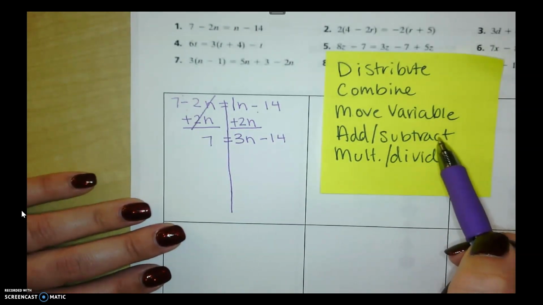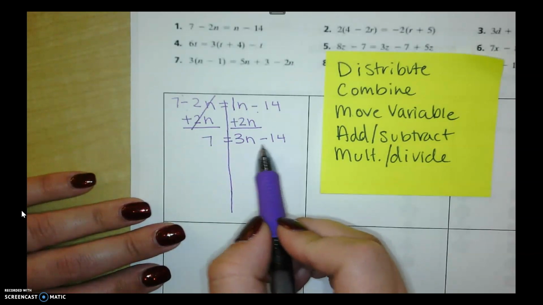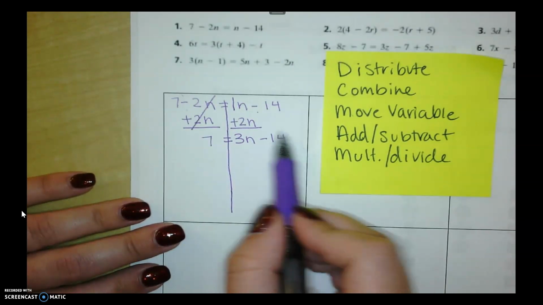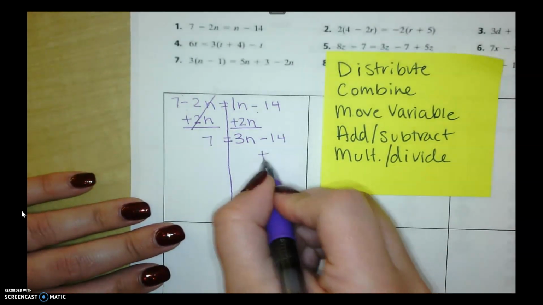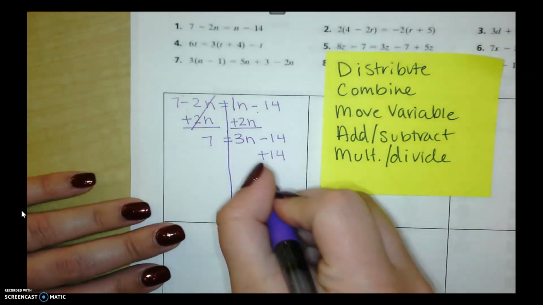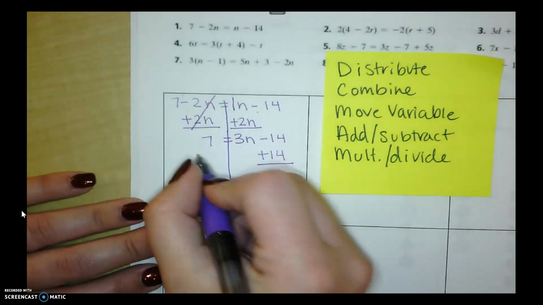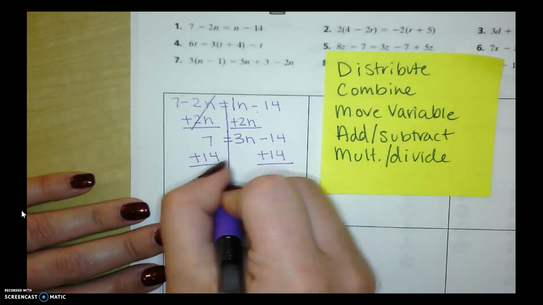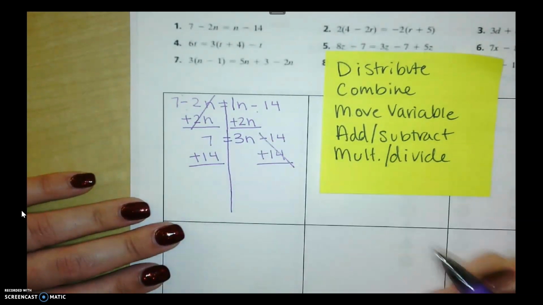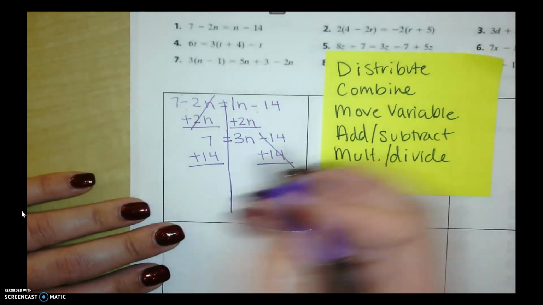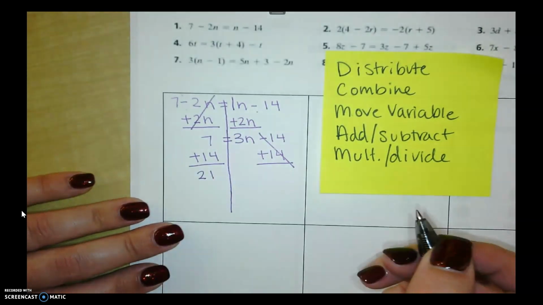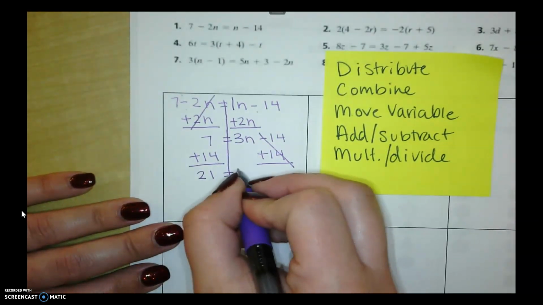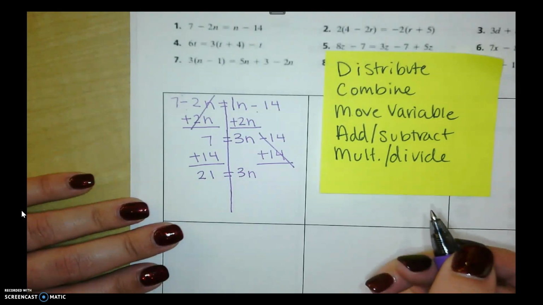Now I'm going to look for any addition or subtraction. I have minus 14. The opposite of minus 14 is plus 14. But whatever I do to one side, I have to do to the other. So these cancel. 7 plus 14 gives you 21. And you need to bring down your 3n.